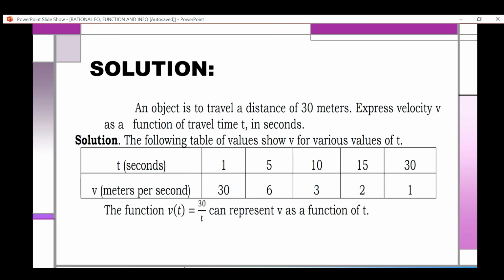Okay, so natutunan niyo ba, class, yung lesson natin ngayon? So, thanks, class. I hope may natutunan kayo. So, yung next lesson natin is how to distinguish a rational function, rational inequality, and rational equation.